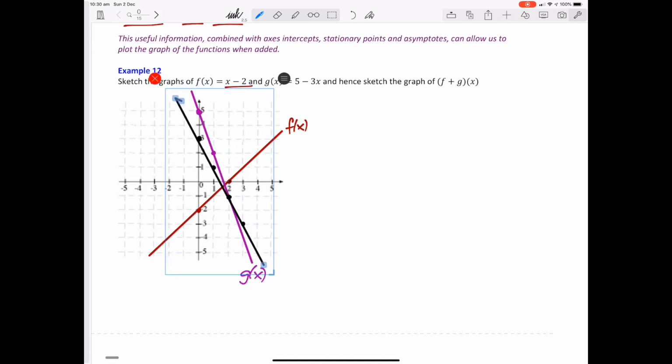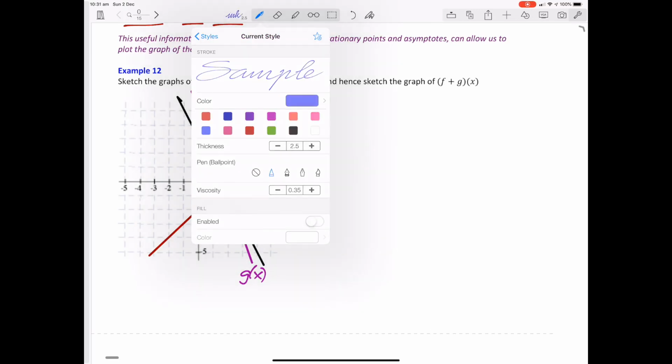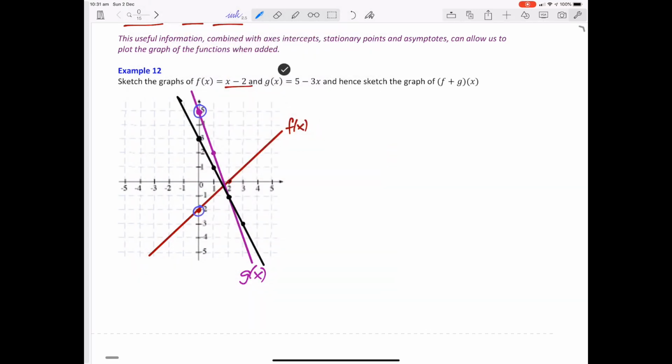So we can see from here that if we draw a line, this is the sum of those two functions. So all I've done is add the two y values together. So I've added that value and that value together. Here I've added that value and that value together. Then I've added that and that together. So that's how we work out our sum of two functions.